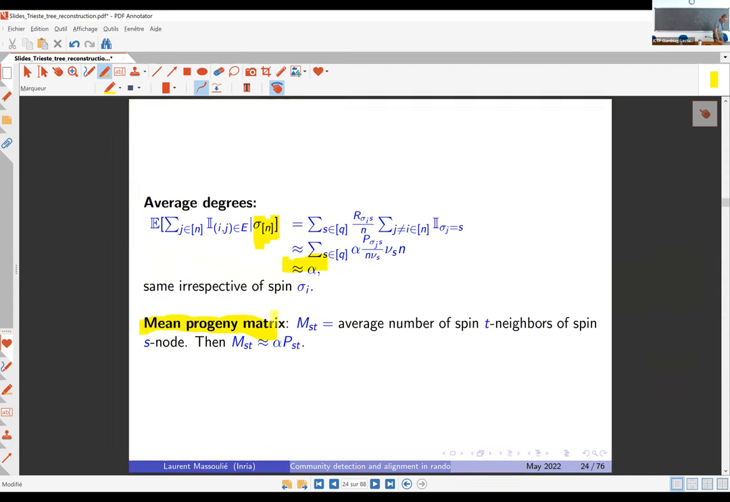All right. So why mean progeny? Well, as we'll see, this model is closely tied to the tree model, the multi-type branching model that we were describing previously. The mean progeny matrix has for its entry s,t the average number of children of type t that an individual of type s gets. And in the random graph, this is the average number of spin t neighbors that a spin s node gets. Okay, so that's for terminology.